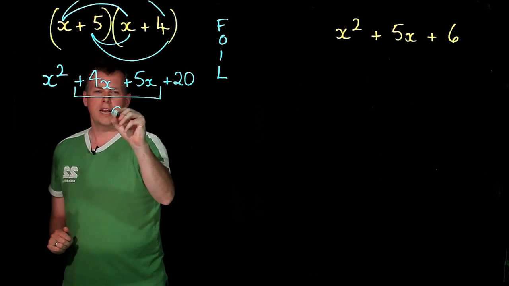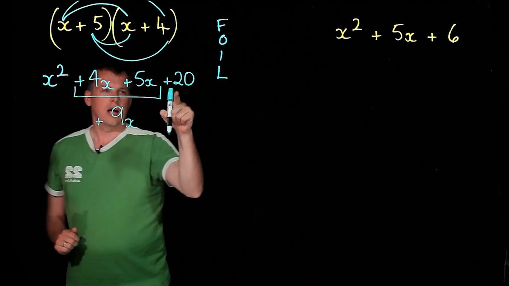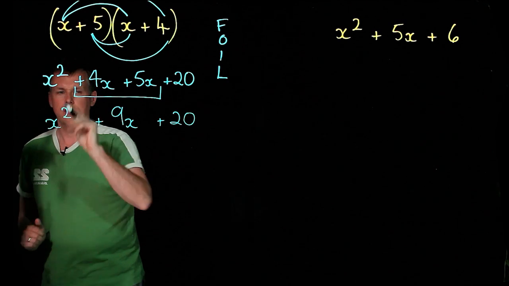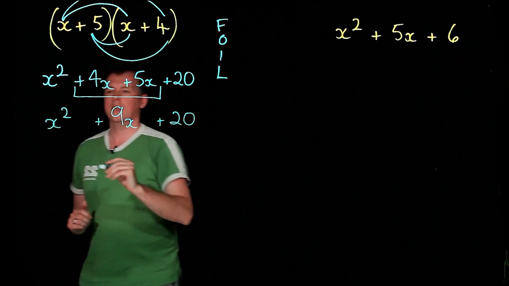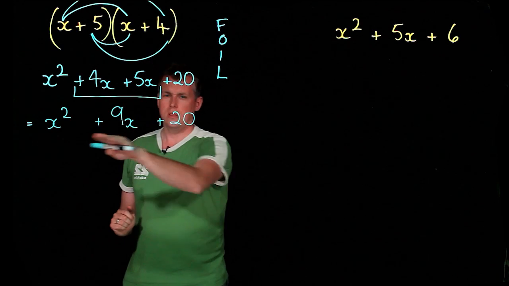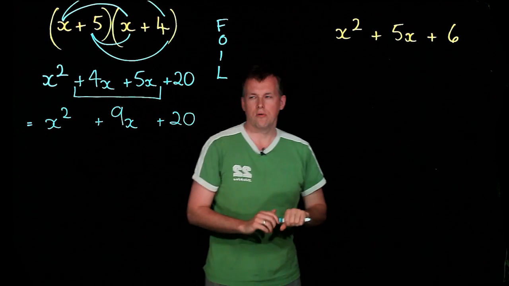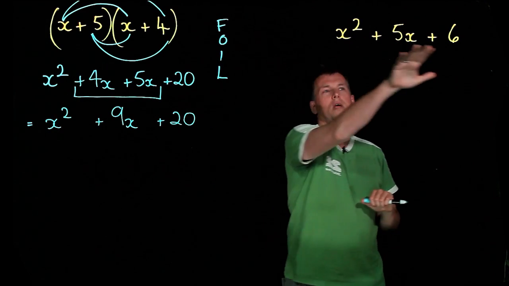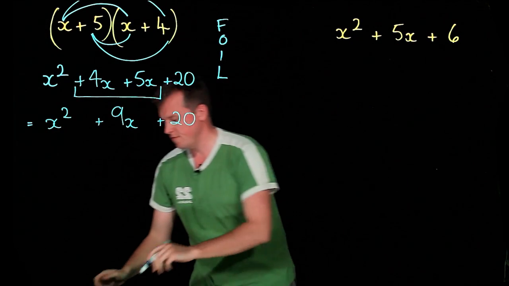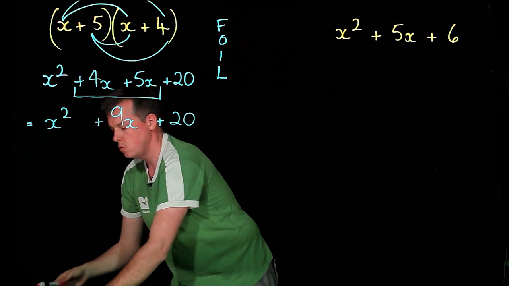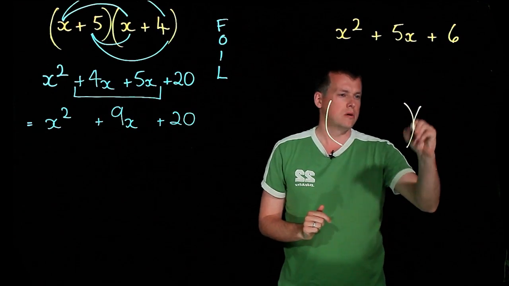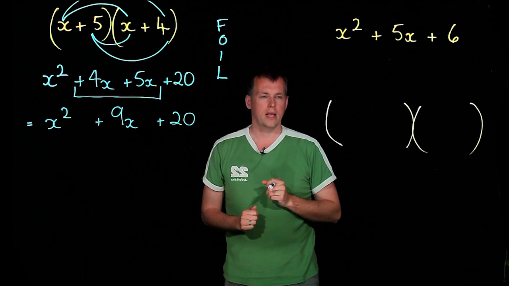We have 9x altogether. And we've got a single number term, so we've got plus 20, and we've got the x squared there. So if we're expanding, we end up with this expression here. Now, thinking about what we've done here, starting with an expression, we have to go in reverse. We're looking at factorising, which ultimately means we want to end up with this expression in double brackets.